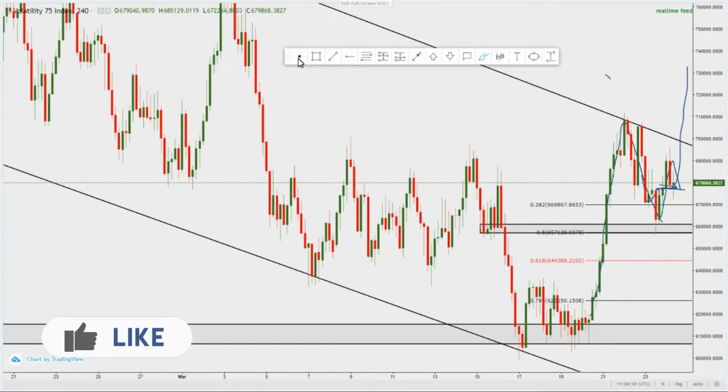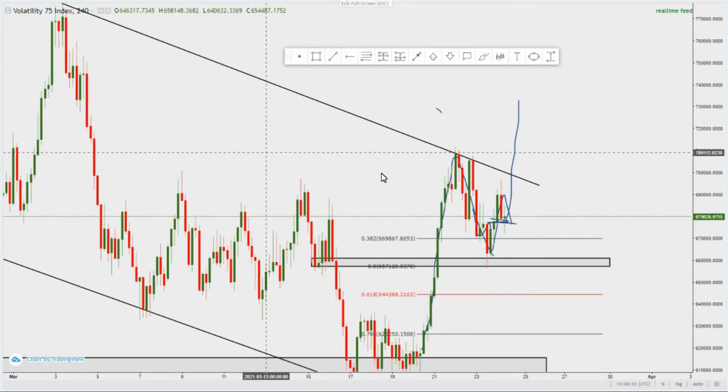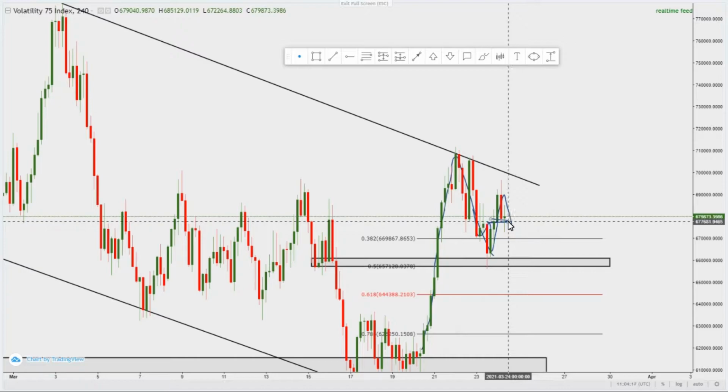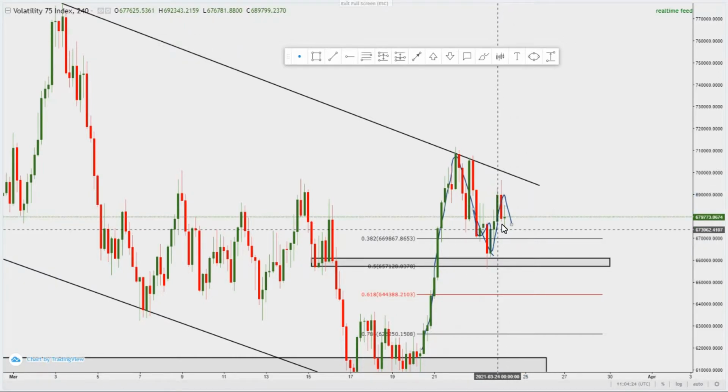So the price action that we are currently seeing on our daily time frame and on our 4-hour time frame looks quite bullish. It's just a matter of time till we get a very good entry in this setup.